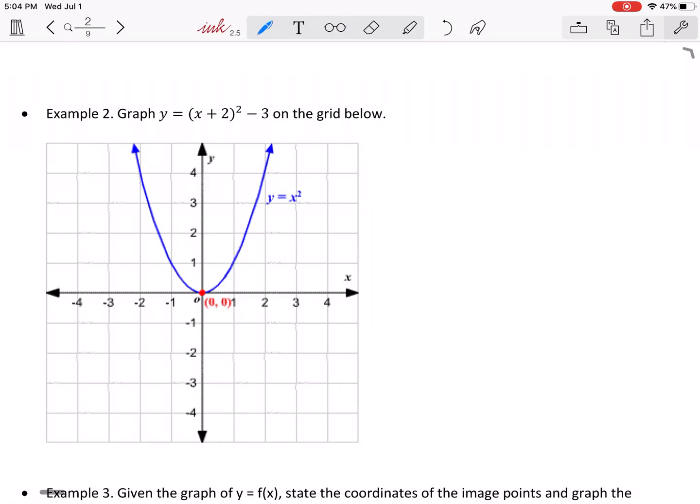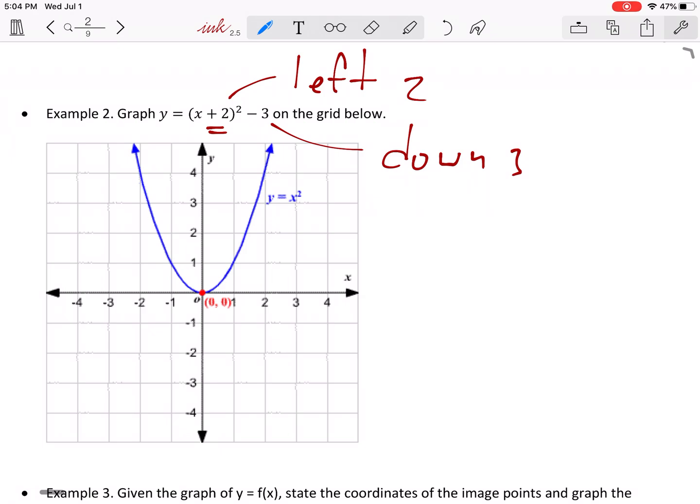So remember this, the thing you've got to be careful with is that sign in front of the h value. Remember, it's always opposite. So when you see x plus 2, what that's telling you is this is going to be left 2 units. Okay, and then the minus 3, that tells you it's going to be down 3. Okay, so you can do this visually, or you can use the mapping technique.